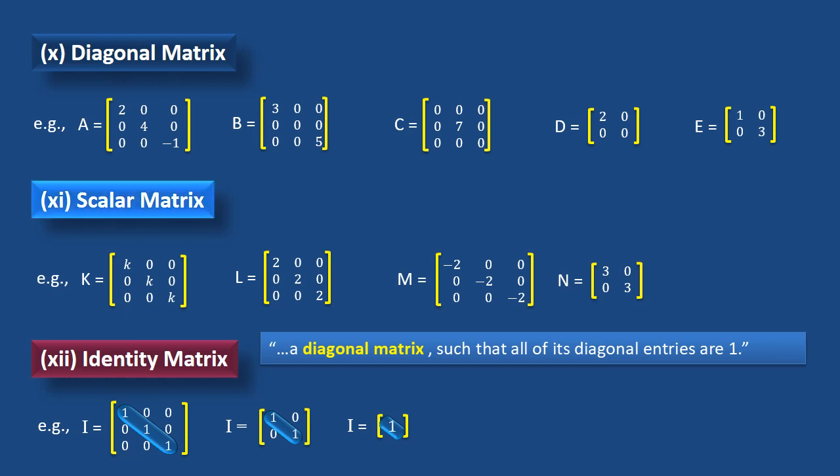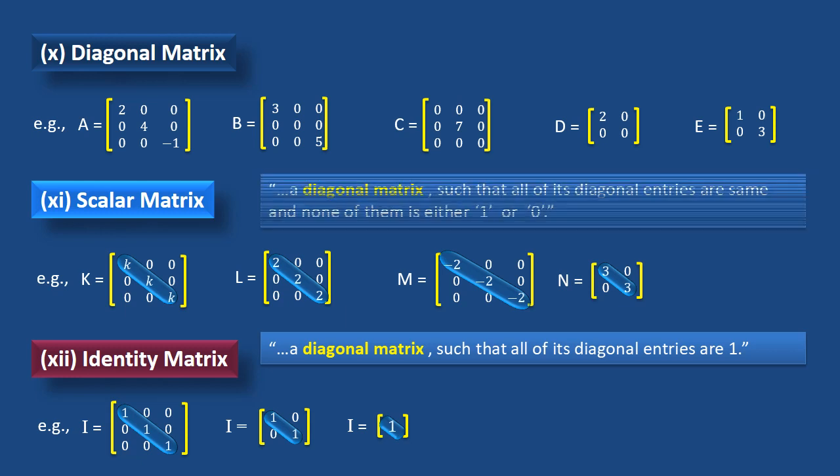Now consider some scalar matrices K, L, M and N. There is no dissimilar element on the diagonal in each matrix. So a scalar matrix is defined as a diagonal matrix such that all of its diagonal entries are same and none of them is either 1 or 0.